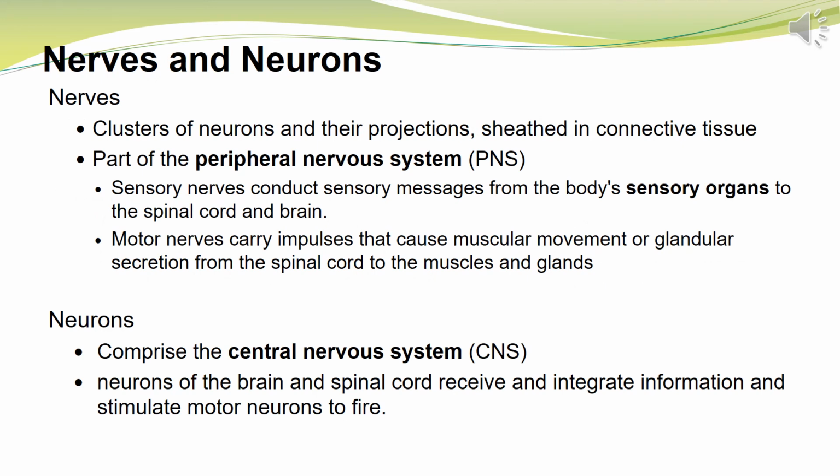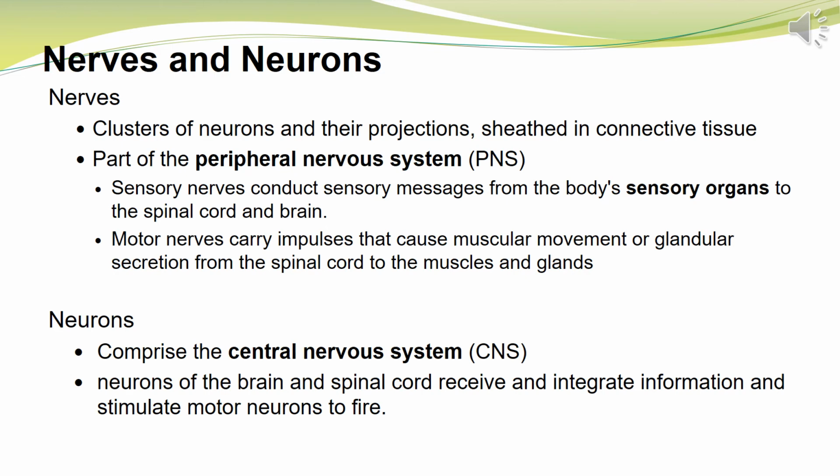Now I'm going to tell you the difference between nerves and neurons, and there is a difference. Nerves are clusters of neurons and their projections, sheathed or covered in connective tissue, and these are part of the peripheral nervous system, or PNS. The PNS contains sensory nerves, which conduct sensory messages from the body's sensory organs to the spinal cord and brain. And when I say sensory organ, we mean something like eyeballs, or your nose, or your ears, or your tongue.